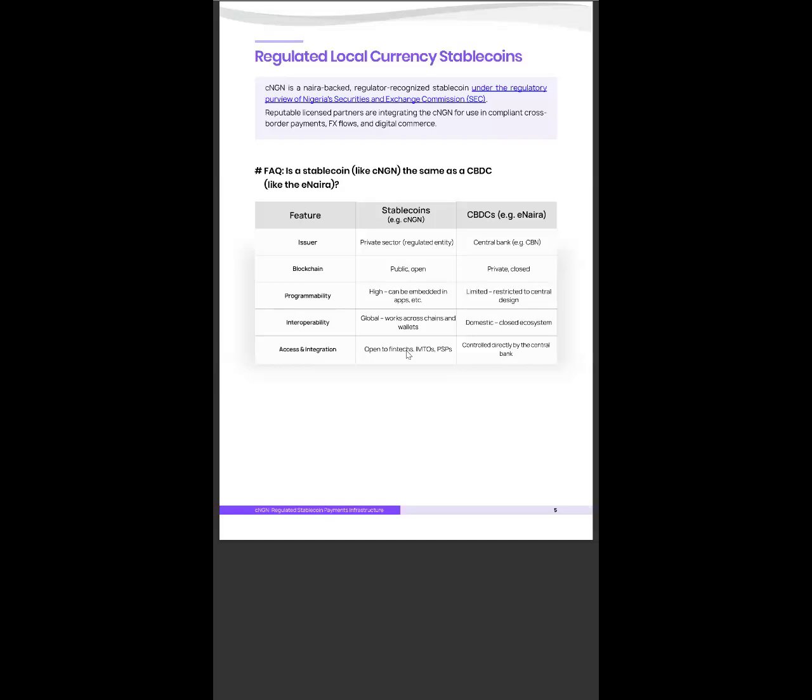cNGN is on public open blockchains like Base, BSC, Ethereum, Polygon, just normal blockchains. If you start to research blockchains, you see there are a number of important, popular blockchains. But the INERA was on Hyperledger Fabric, which was a private closed network for good reasons. You can't expect the central bank to put transactions on public chains, especially one not owned by Nigeria.